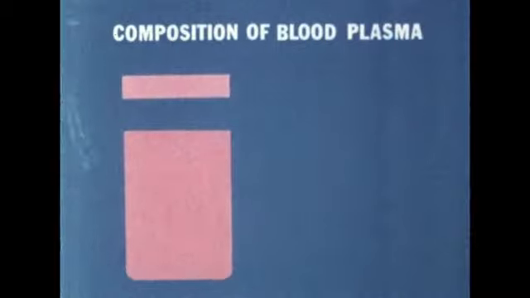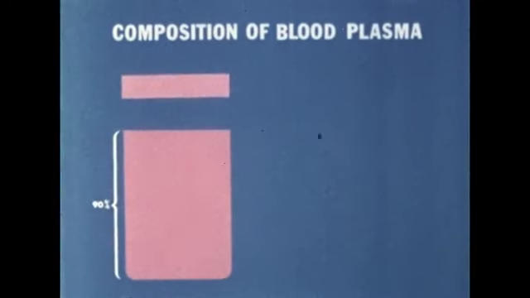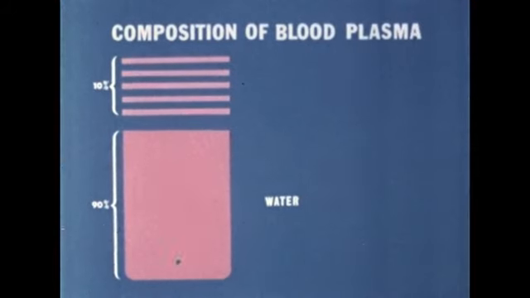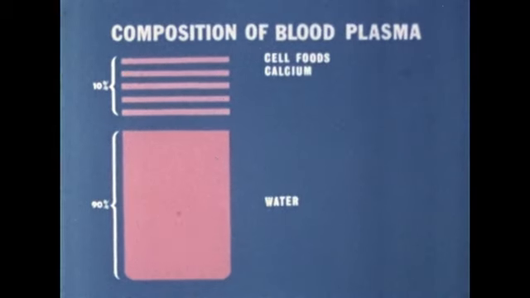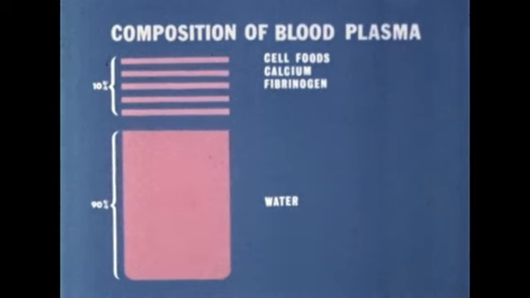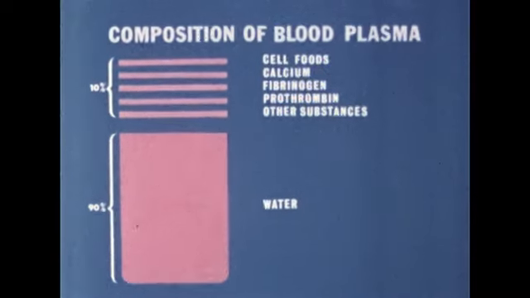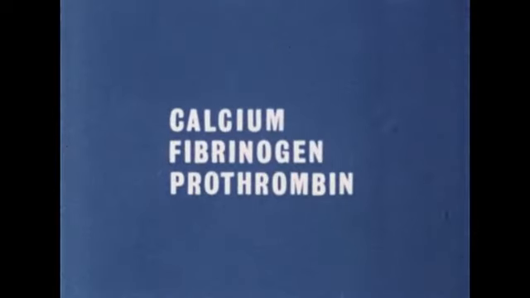When plasma is broken down this way, scientists find that 90% is simply water. The remaining 10% consists of cell foods, calcium, the protein fibrinogen, the enzyme prothrombin, and many other substances. Calcium, fibrinogen, and prothrombin are among a dozen known clotting agents found in plasma.